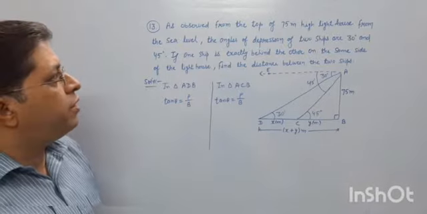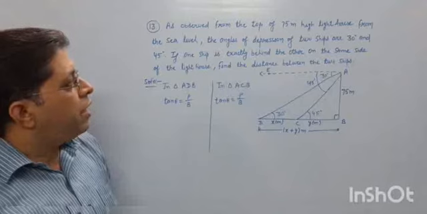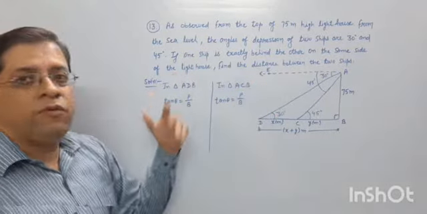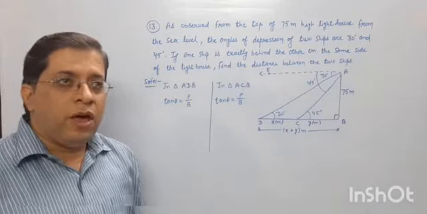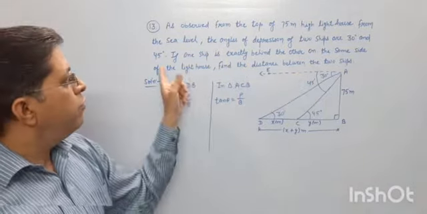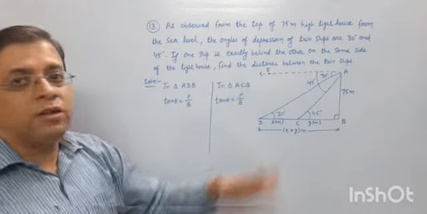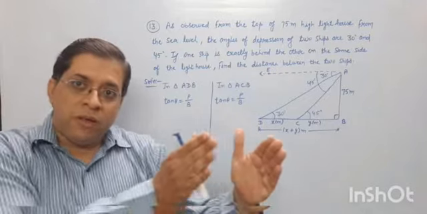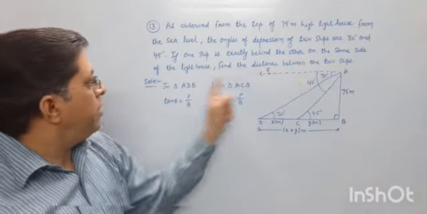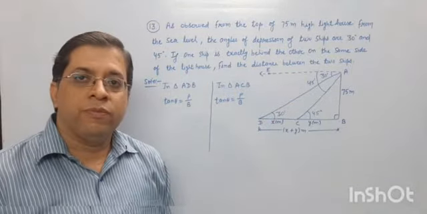From the top of a 75-meter high lighthouse from the sea level, the angles of depression of two ships are 30 degree and 45 degree. One ship is exactly behind the other on the same side of the lighthouse. Find the distance between two ships.